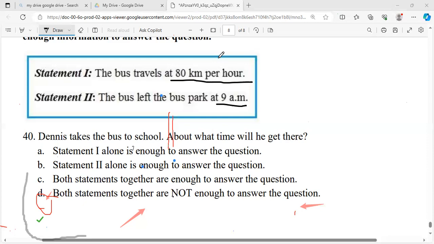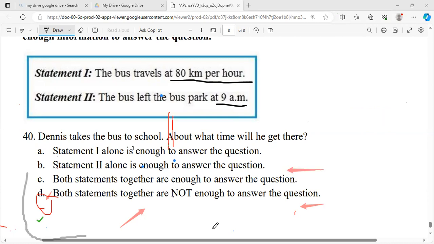My answer is D because it said the bus travels at 80 kilometers per hour, and that it left the bus park at 9 a.m. But first, we would need to know how long and how far the school is from the bus park before we can see what time he will get there. If we don't have that information, then it doesn't matter if it gave us the time it left the bus park or how fast it travels, because we don't have how long it will take, so it won't matter. So that's why it is this.